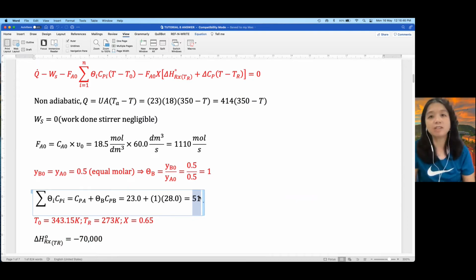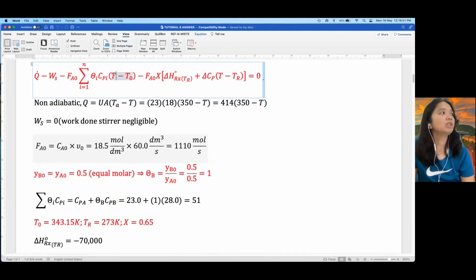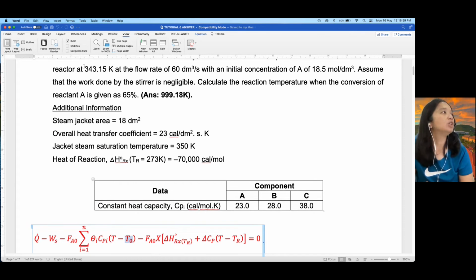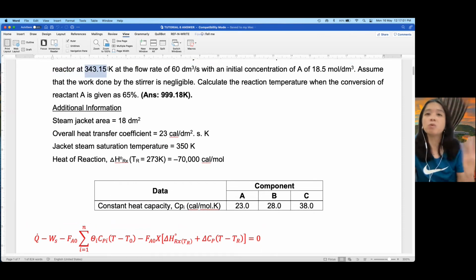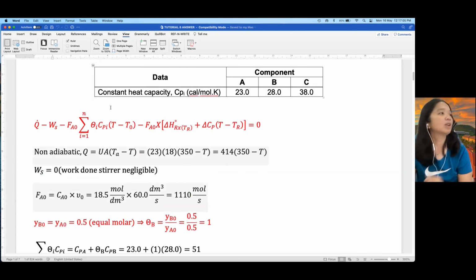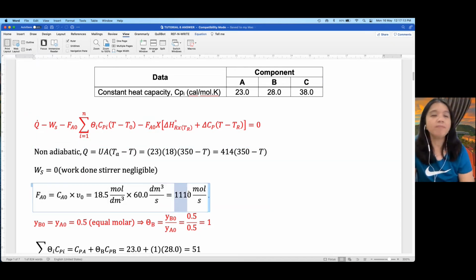Okay, summation of theta I CPI, sorry. So next, temperature. So T, I want to find, so T I leave it as it is. T0 is the inlet temperature or the feed temperature, which is 343.15. So T0, 343.15. So let's go to the back. So again, FA0, we already solved FA0 initially. So it's the same FA0, so it's 1110.